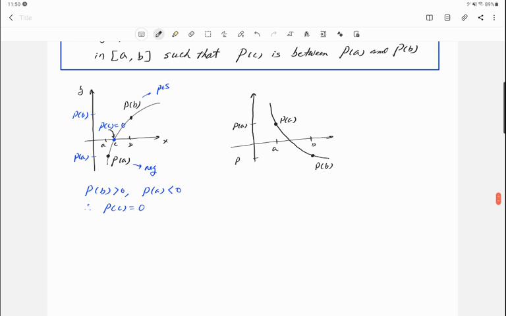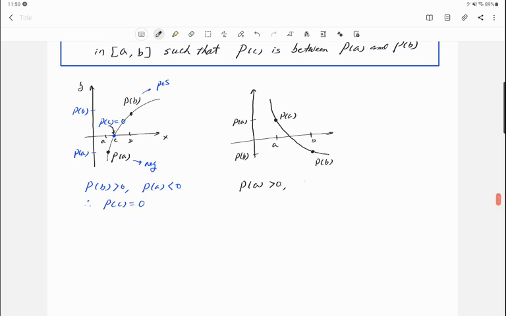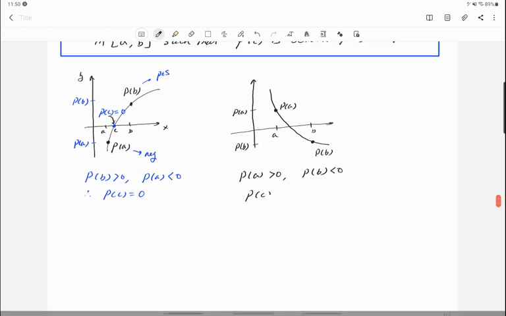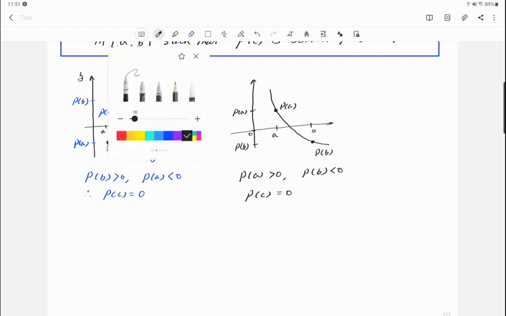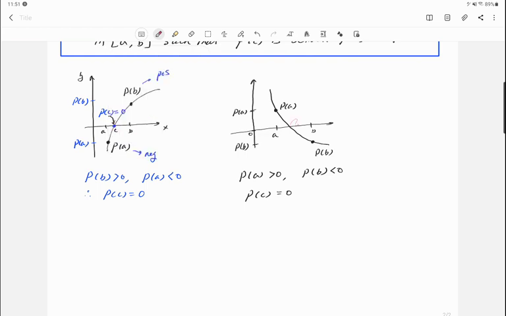So the y value is P of B. In this case, P of A is positive, and P of B is negative. So there is a y value where the y value is equal to 0, because one is positive and one is negative. Between these, this is 0, that's 0. So there is a point C so that the y will be 0. Can you see it? These points. This is C.